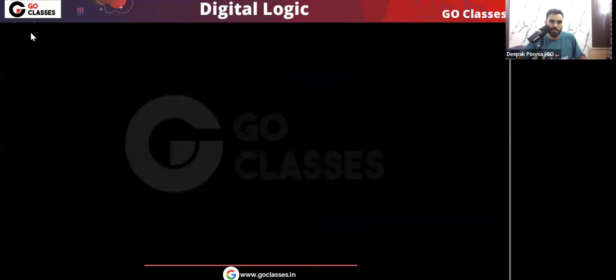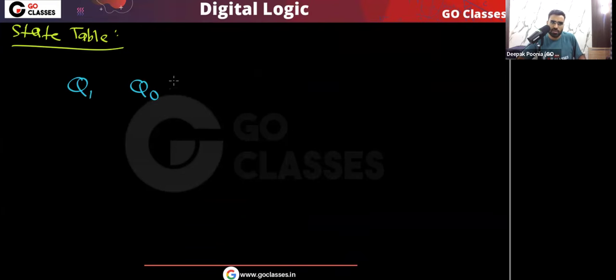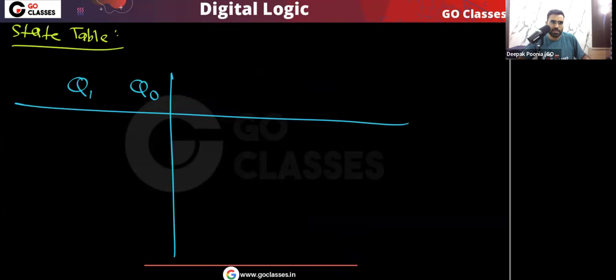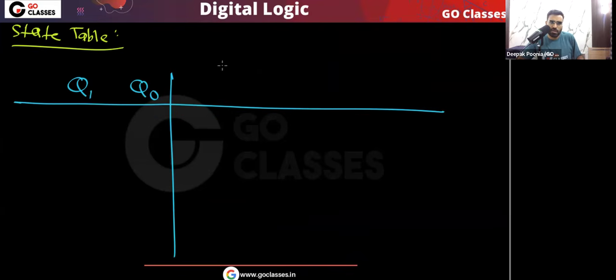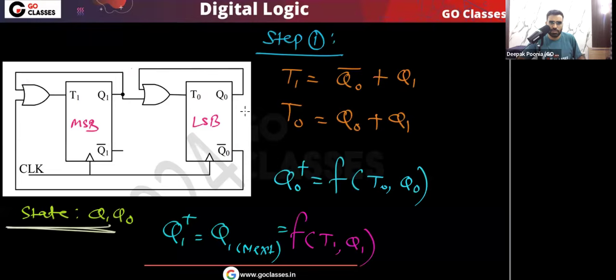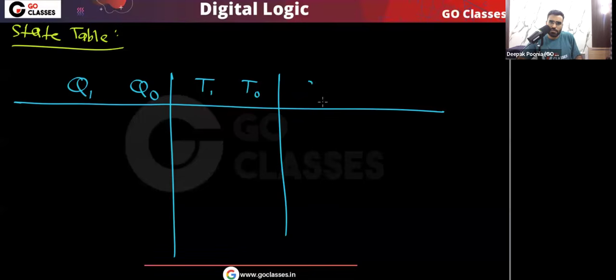Now let's draw the state table. In the state table, first we will make the column for present state. Present state means flip flop outputs, so q1 q0 are the flip flop outputs. Let's make the column for q1 q0. Then the flip flop inputs, which are t1 t0. Then the next state, that will be q1 next and q0 next.